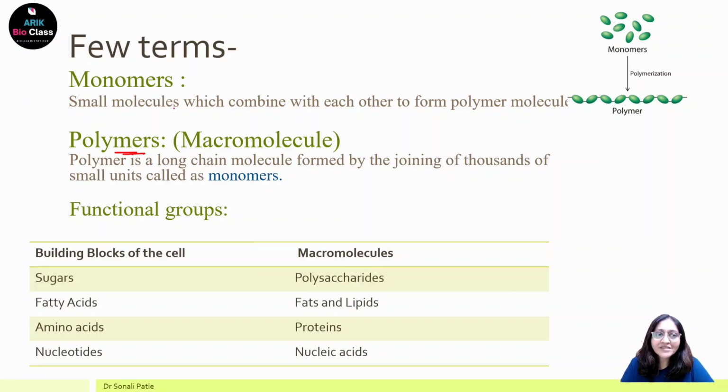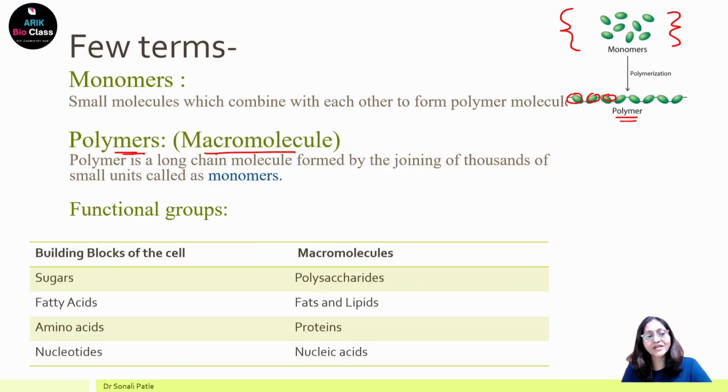So monomers are like small beads, and if you put all the beads on a string and make a necklace or a bracelet, it forms a structure with a string and repeating units of these beads. That is what you call a polymer. So a monomer is a single unit, while a polymer is a bigger structure, which is why we call it a macromolecule.